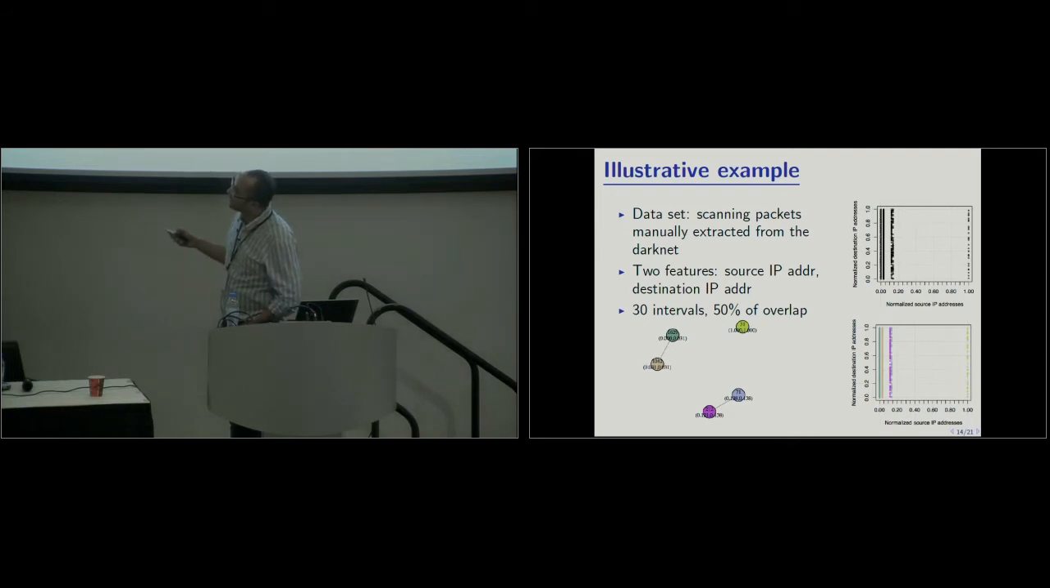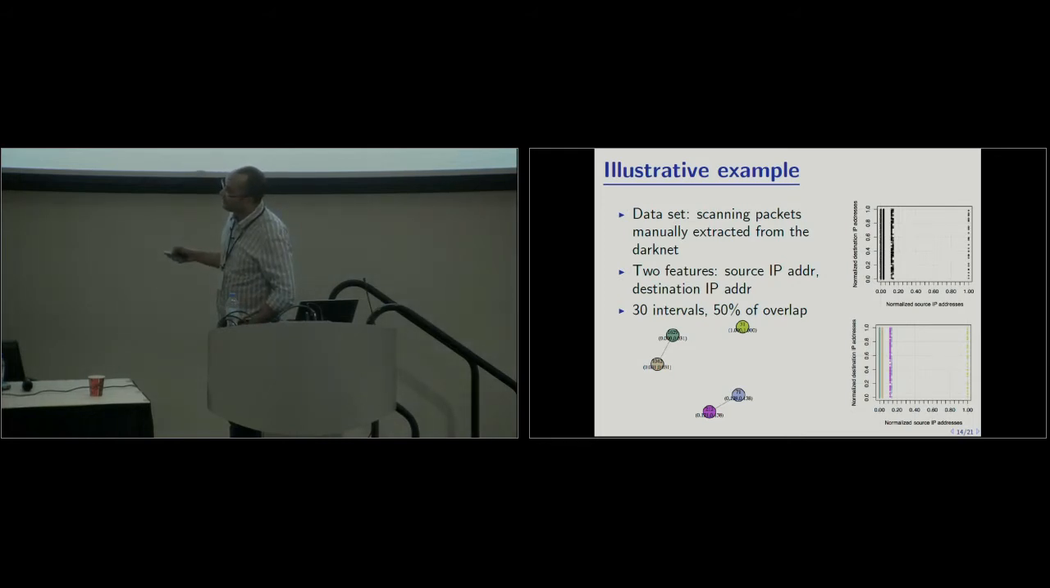So this figure represents the data. We have the source IP addresses and the destination IP addresses. We observe these vertical lines, which mean that there are scanning activities. Usually each source is scanning multiple IP addresses.